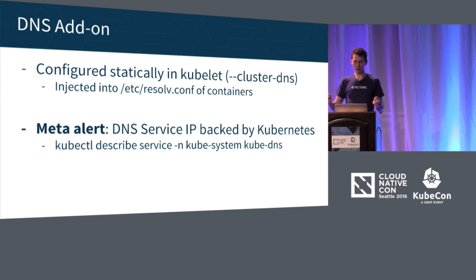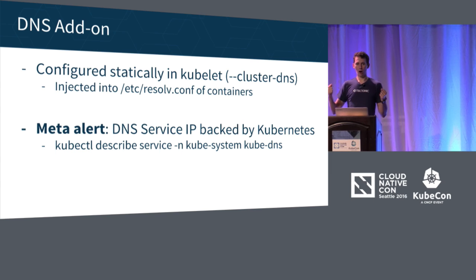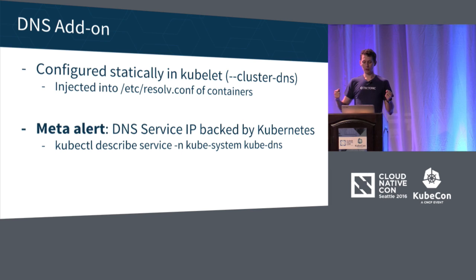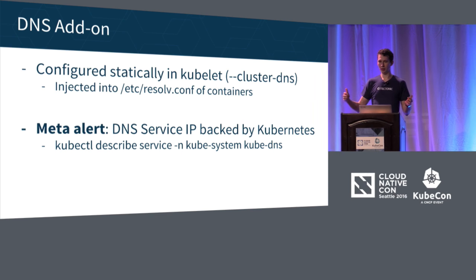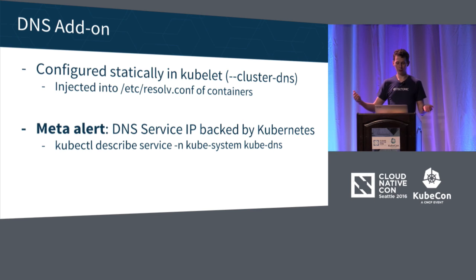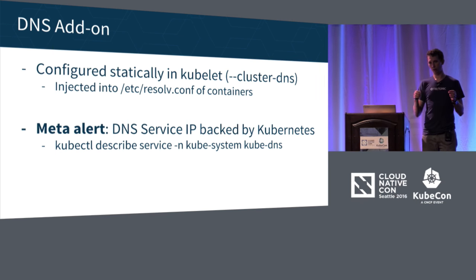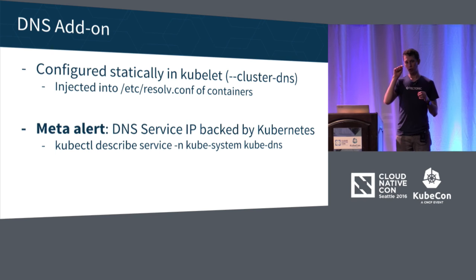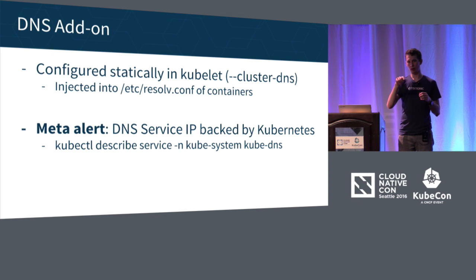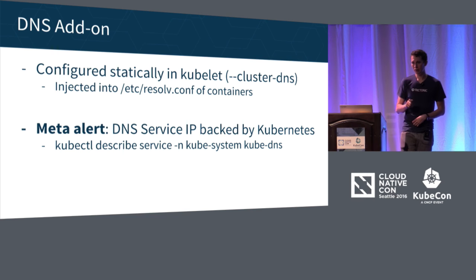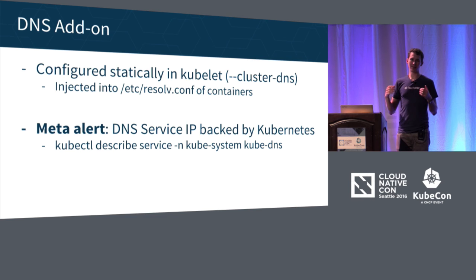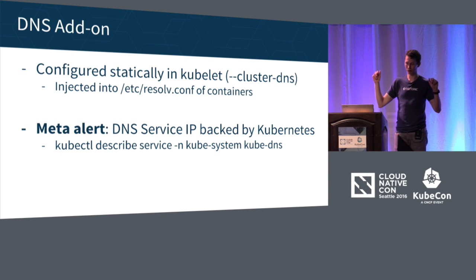So the DNS add-on, what it does is on every single machine in your system, you provide this IP address via the cluster DNS flag of the kubelet. And what happens is that every single pod launched on that machine, or on that machine with that flag, will get injected into its etc-resolv.conf the IP address that's provided. And this IP address is an IP that exists on top of the Kubernetes network. So it's going to be a 10-dot network or whatever you defined as your Kubernetes service network.